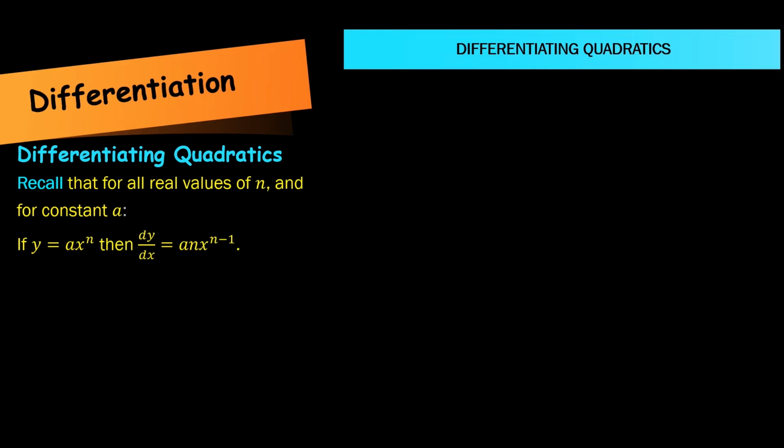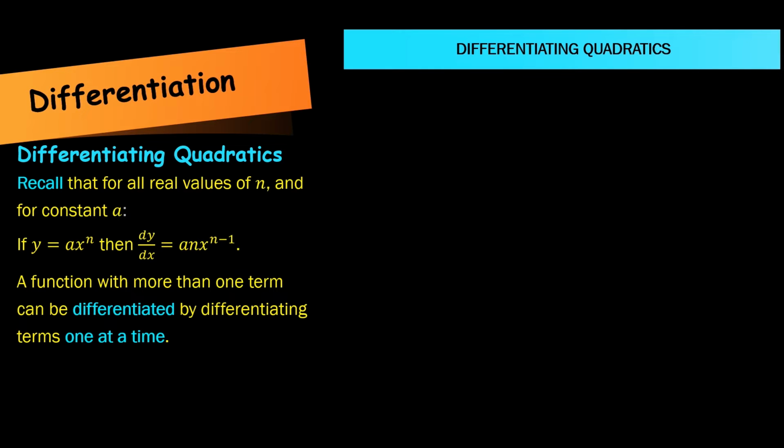Recall that for all real values of n and for constant a, if y equals ax to the power n, then dy dx equals a times n times x to the power n minus 1. A function with more than one term can be differentiated by differentiating terms one at a time.